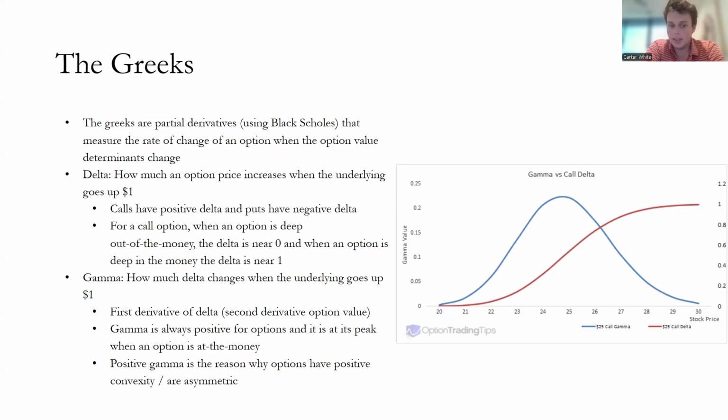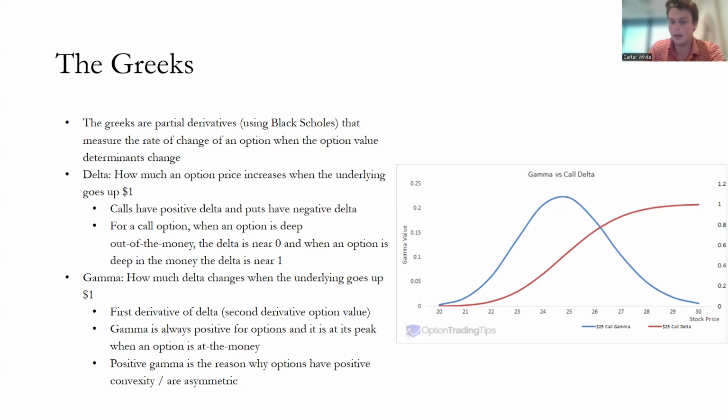And the gamma is how much the delta changes when the underlying goes up 1. And you can see on this graph here that gamma is going to be highest when an option is right at the money. That's when things really are increasing for the delta. But you can see that the gamma is positive the whole time, which is intuitive because I've talked about throughout the lecture how there is a positive second derivative effect that makes options asymmetric.